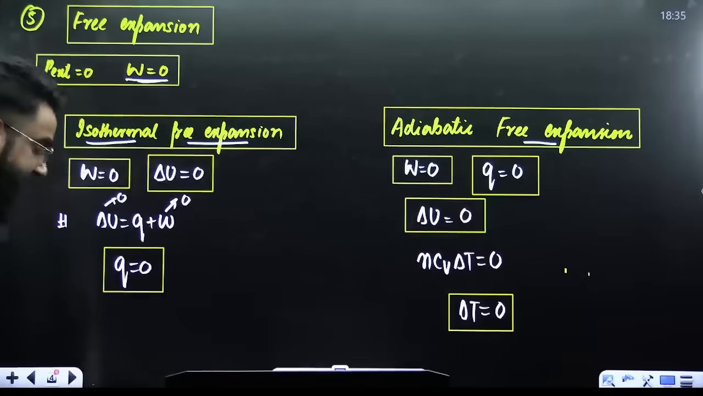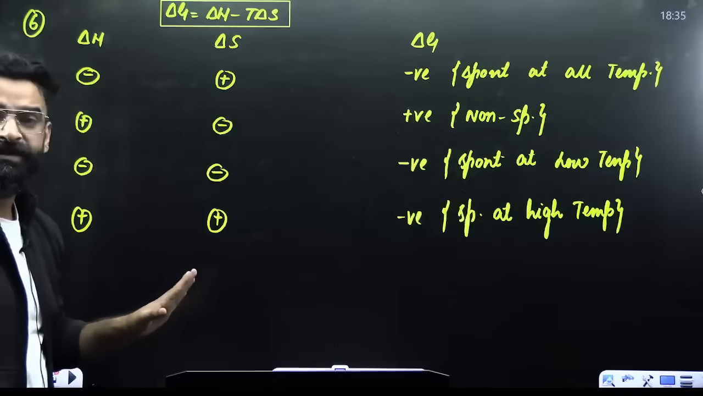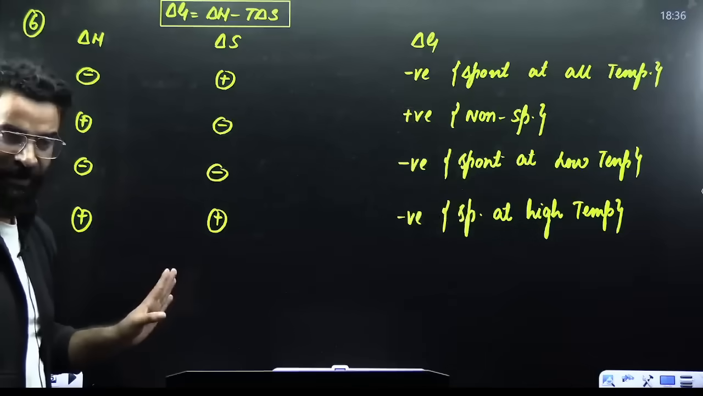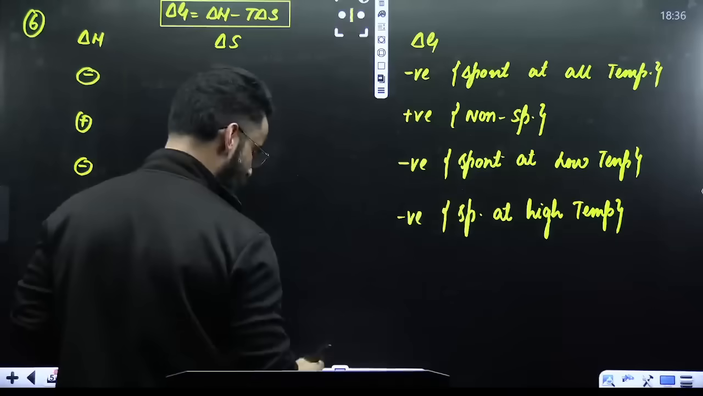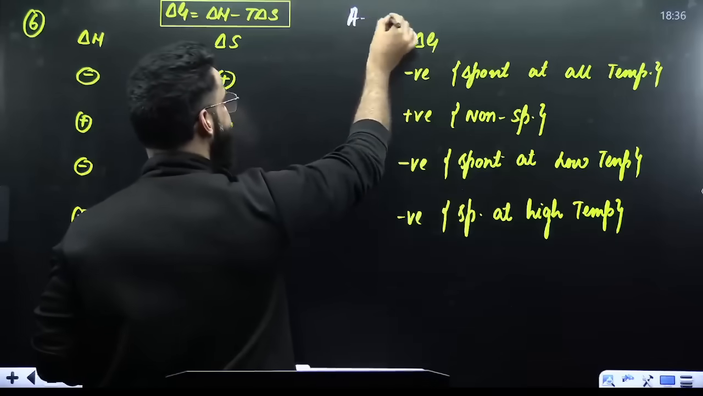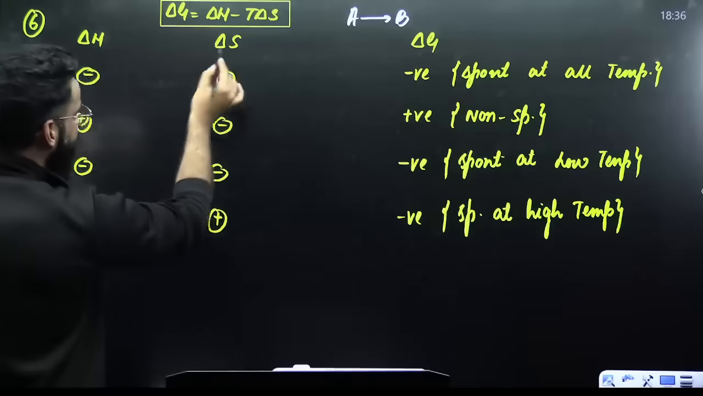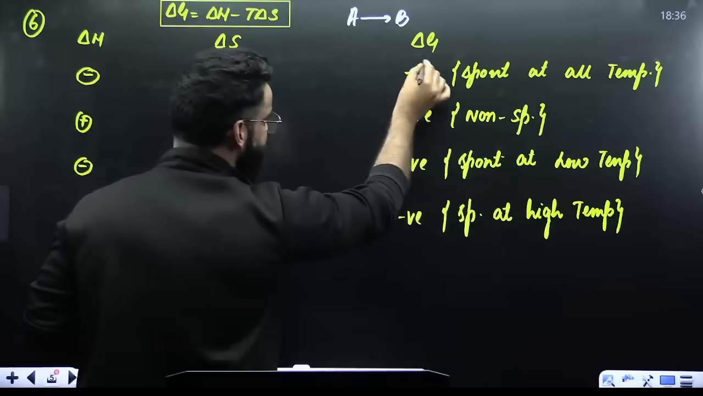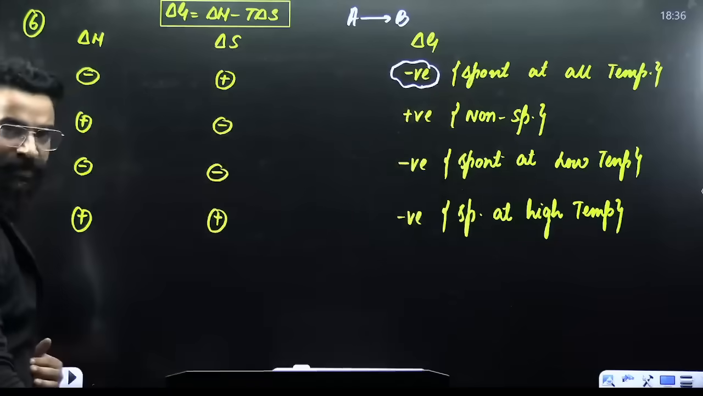One more short question that can be asked. Similarly, this is one more table, my dear students, from which a question can be asked. If you have any process, for example, A gives B. Let's say we have got a reaction, A gives B. Now, during this reaction, if delta H is negative and delta S is positive, delta G will automatically come out negative, and we say the reaction is spontaneous at all temperatures.